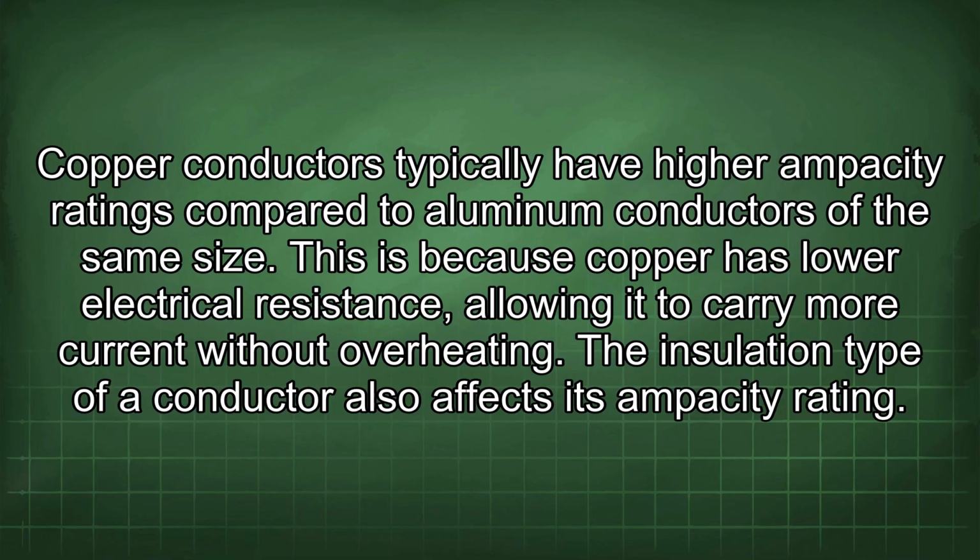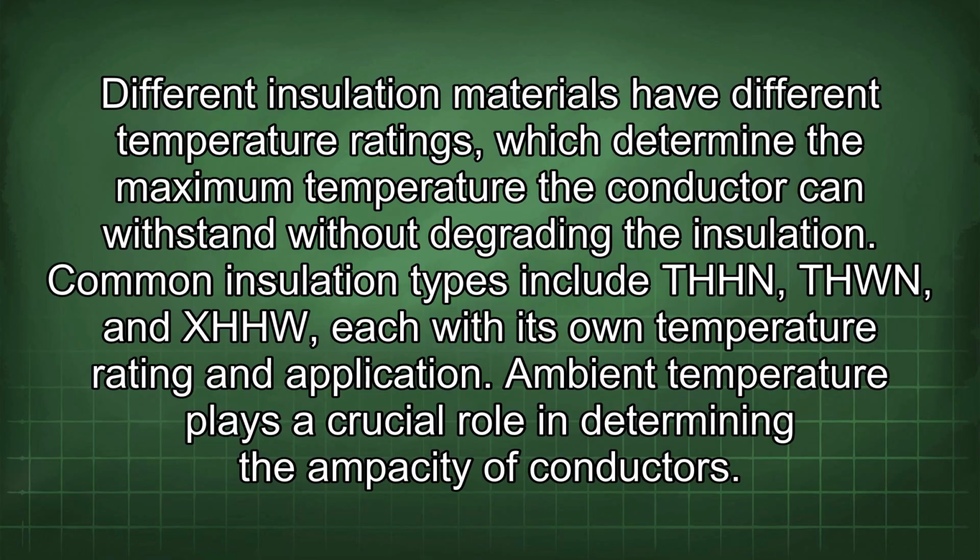The insulation type of a conductor also affects its ampacity rating. Different insulation materials have different temperature ratings, which determine the maximum temperature the conductor can withstand without degrading the insulation. Common insulation types include THHN, THWN, and XHHW, each with its own temperature rating and application.